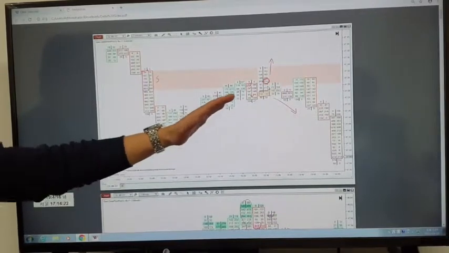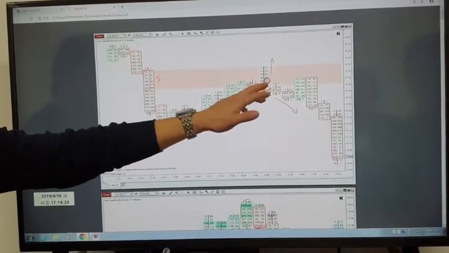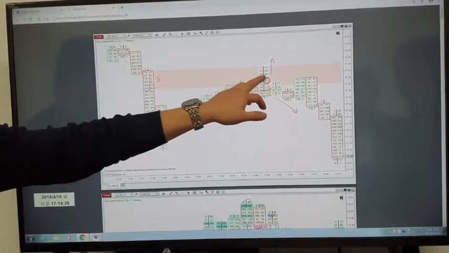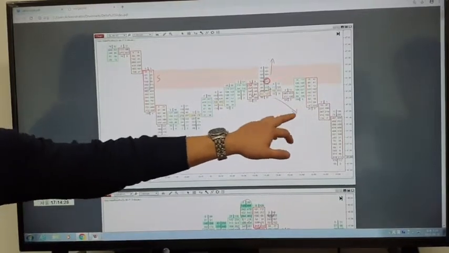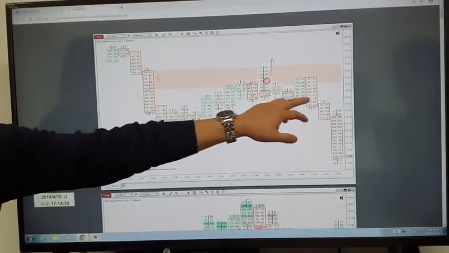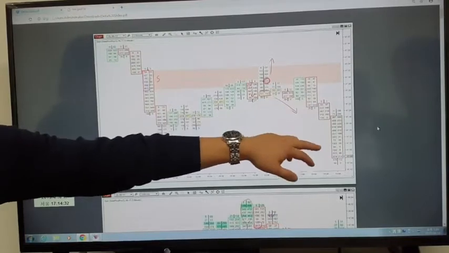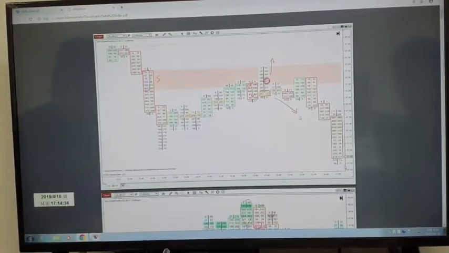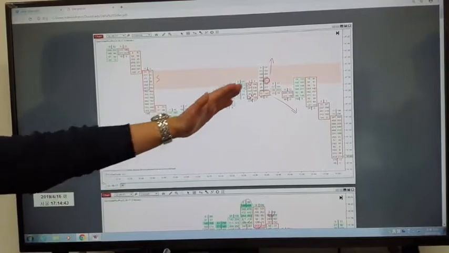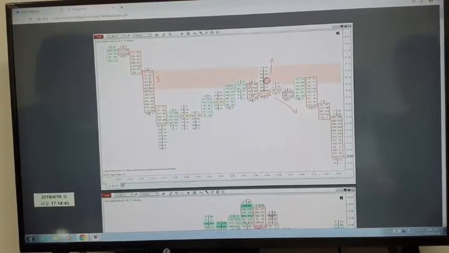So the buyers push the price up, but it meets this level, and it tried to push up, it couldn't, and so it failed. So once it failed, it usually goes pretty strong. So once you see the blues, the aggressive buyers push the price up, and once they fail, the sellers would push the price down.